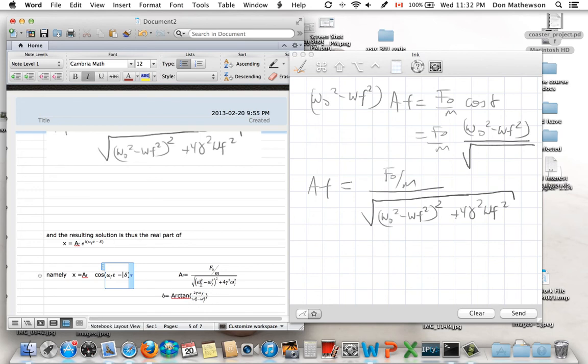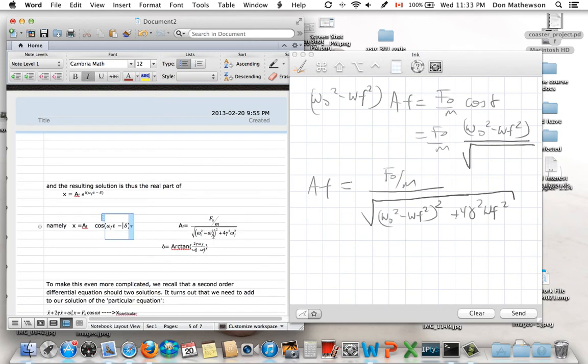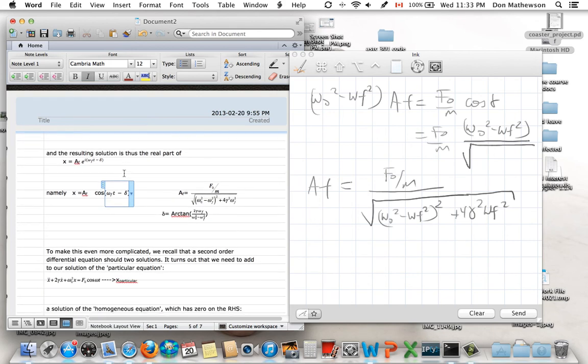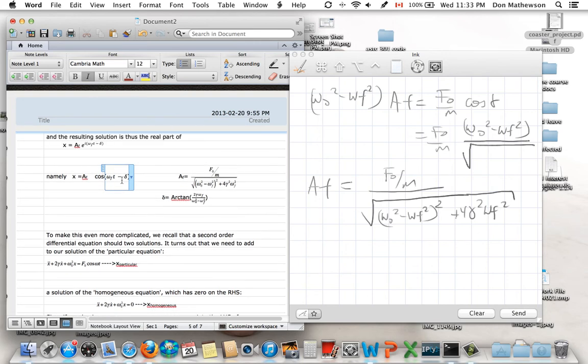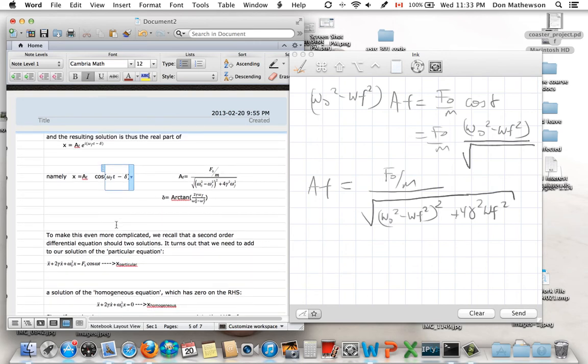Now we remember that omega naught is the natural frequency of the spring, that's root k over m. Omega f is simply the frequency of the forcing function. Gamma is c over 2m, all right? And we have now got a solution for this differential equation. But we remember, oh, we're not done yet. First of all, the real part of this equation would be AF times the cosine of this. Okay, so that's indicated right here.